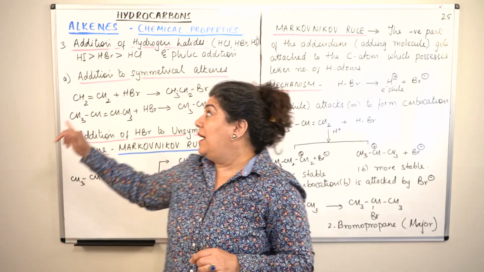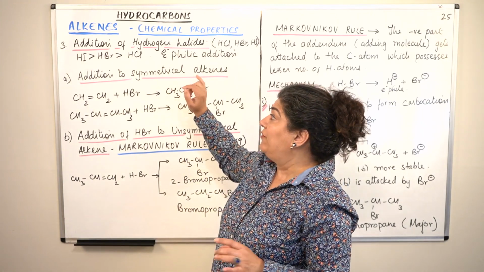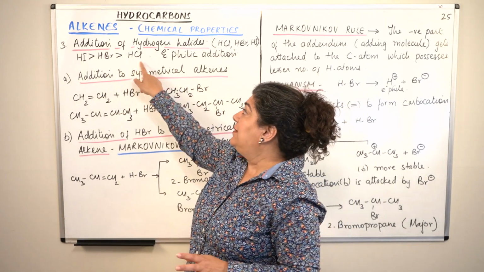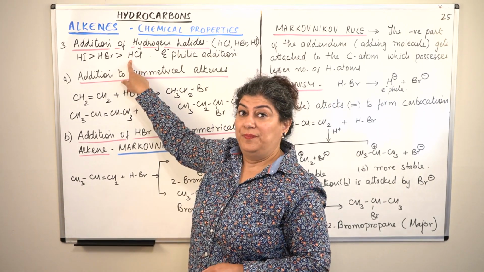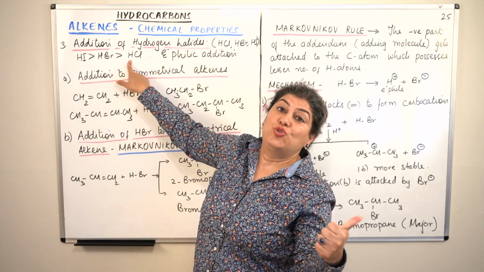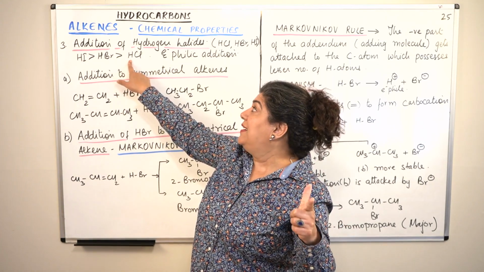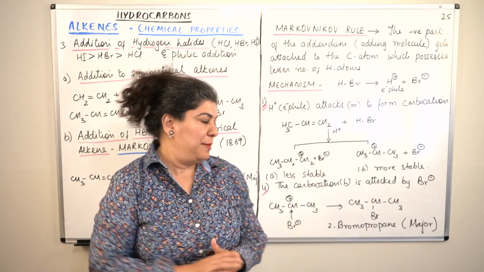You remember I told you that this addition is an electrophilic addition. And I also told you that when we talk of electrophile, in the case of a hydrogen halide, the electrophile is hydrogen. H positive is positively charged, therefore that will be attracted to electrons. So the electrophile here is H positive. And the Cl negative is going to add as a second step.